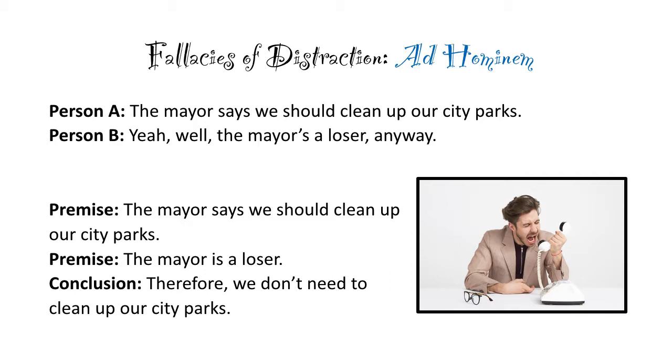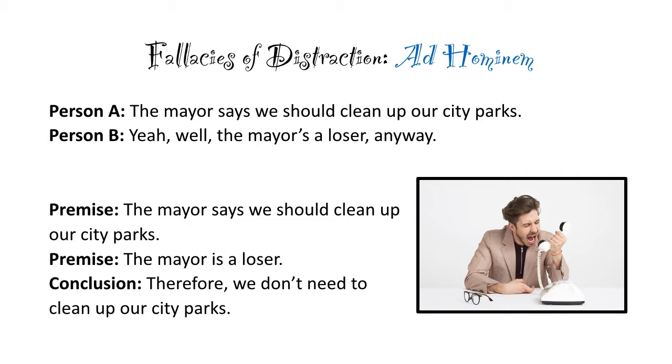Here are a couple of examples. Person A: The mayor says we should clean up our city parks. Person B: Yeah, well, the mayor's a loser anyway. Put in argument form, this might say, premise, the mayor says we should clean up our city parks. Premise, the mayor is a loser. Conclusion, therefore, we don't need to clean up our city parks. This conclusion was implied in the conversation between person A and person B.